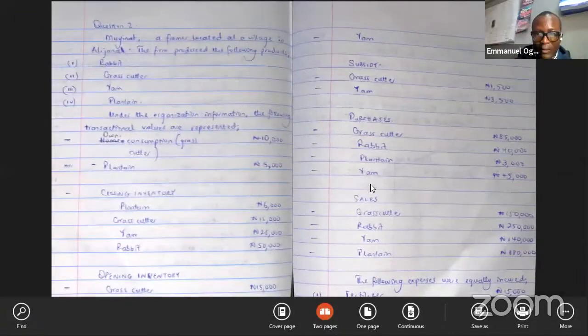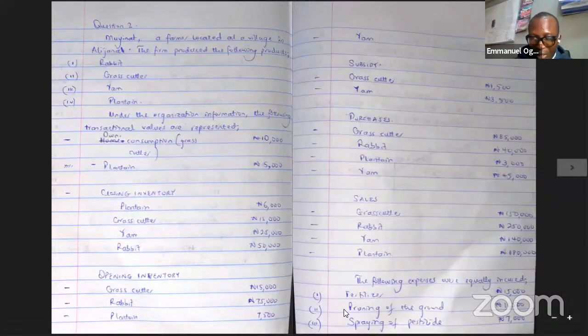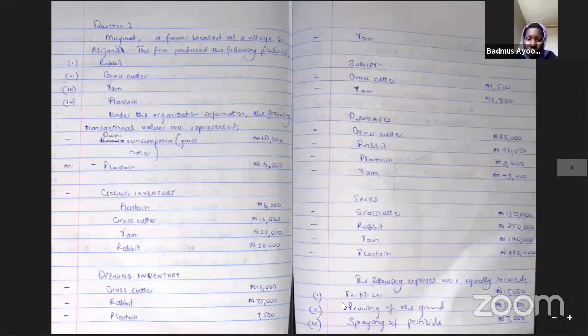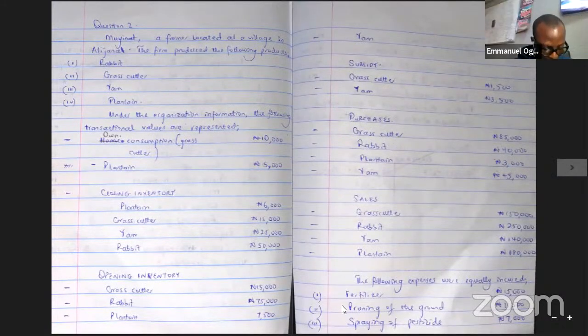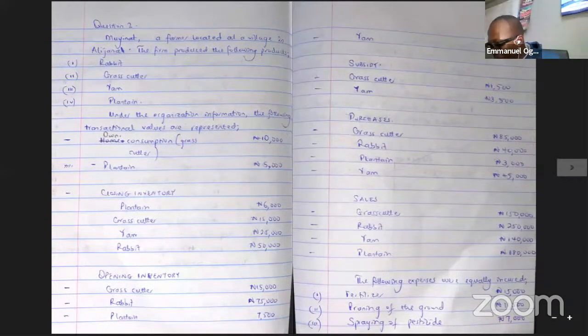So let's look at it now. From what you are seeing here, you see that we have used all this information from here to this side. Yes or no? Yes, sir. So the ones we now need are the ones under here. What are the items? Fertilizer, pruning of the grass, spraying and what else? Regular labor for livestock, the medication and drugs. So since you all have the information, it makes my life easier.